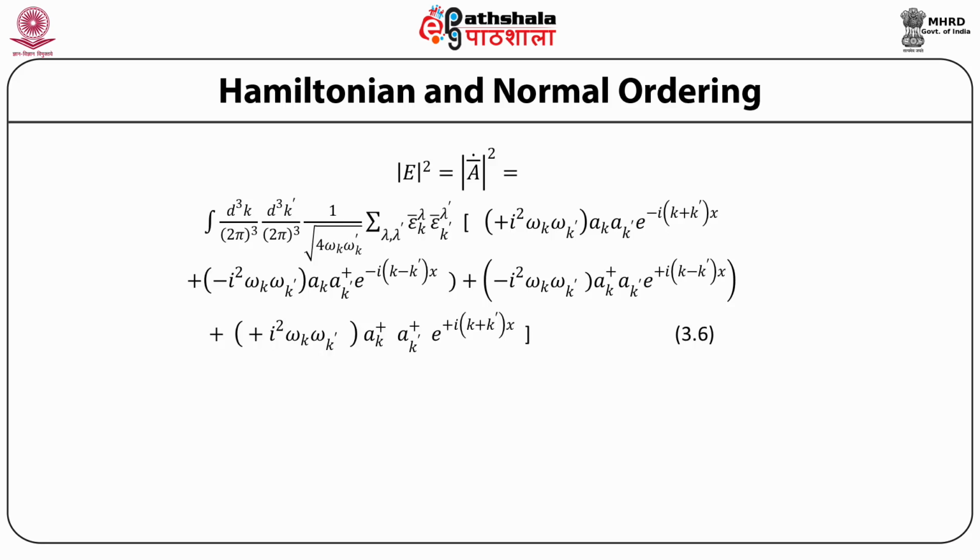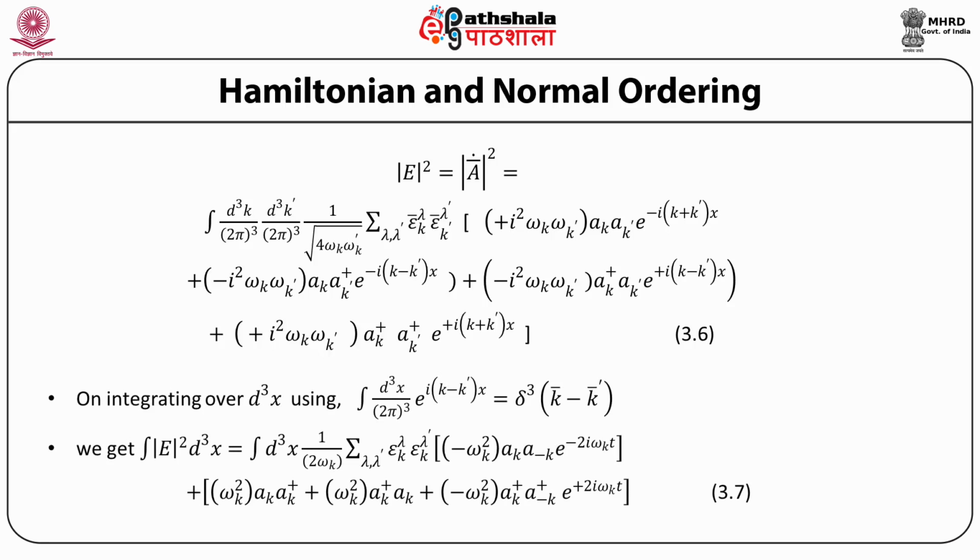is the product of an annihilation and a creation operator, a k and a k prime dagger. The third term is proportional to a k dagger and a k prime, and the last term is proportional to a k dagger and a k prime dagger. And the coefficients in these cases are, for the multiplication of two annihilation operators, exponential i k plus k prime x, and for the creation operators, both of them, it is k plus k prime with coefficient plus i, and for the two cross terms, it will be minus i k minus k prime x and plus i k minus k prime x.